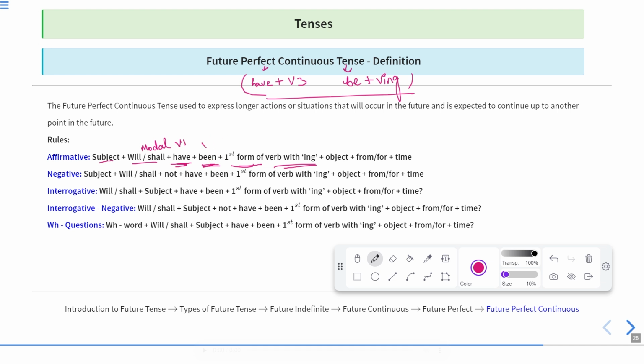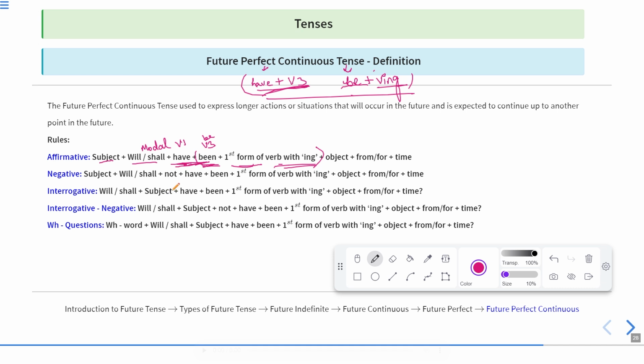Been is the verb third form of be. Okay, so this is the third form of be. And after that, we have written first form of verb with ing, which is after be. Okay, so here with this concept, have been, we have covered the perfect concept, and continuous requires be and ing. So this concept fulfills the condition of continuous tense. Okay, so in future perfect continuous tense, these are the rules to form the sentences to satisfy all the conditions of perfect as well as continuous.